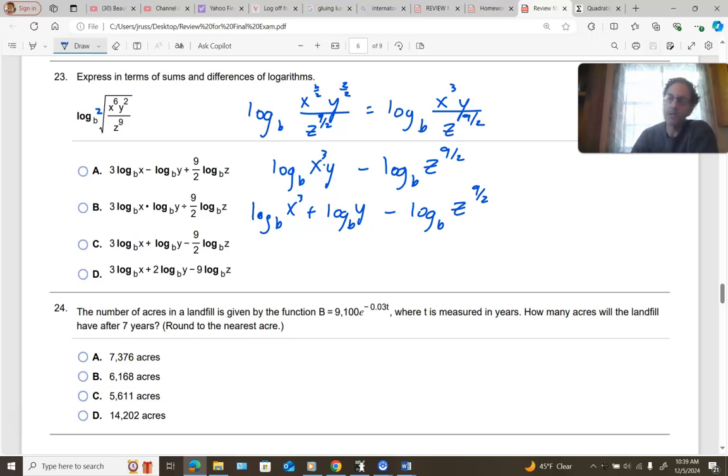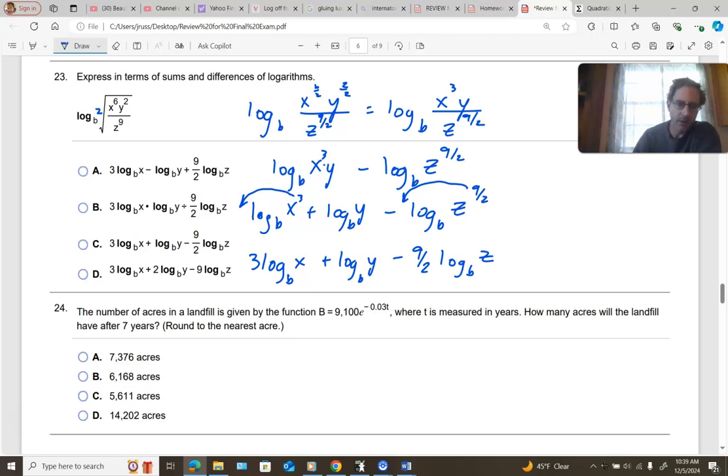And then the last thing would be to use the power rule, which just means you move those powers out in front. Okay, so our final answer would be 3 times log base b of x plus log base b of y minus 9/2 times log base b of z. So it looks to me to be choice C.